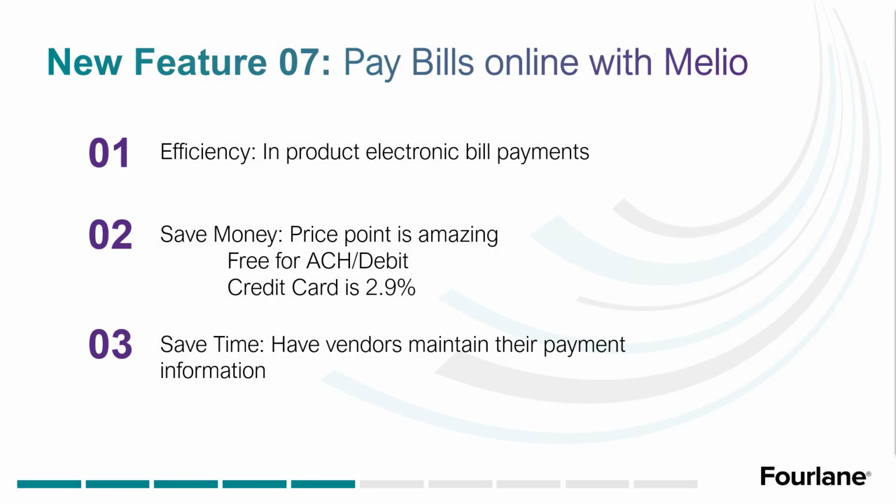So efficiency, in-product electronic bill payments. We save money, 0 price point for ACH and debit payments. Credit card is 2.9, which is, again, very standard with all other payment apps out there. You save time having vendors maintain their payment information. You don't have to deal with it. So really, really cool feature there.